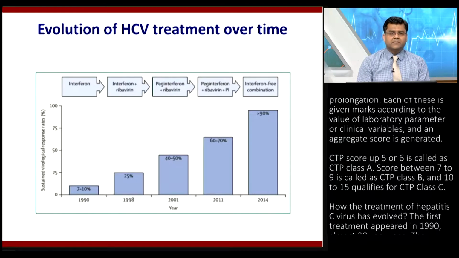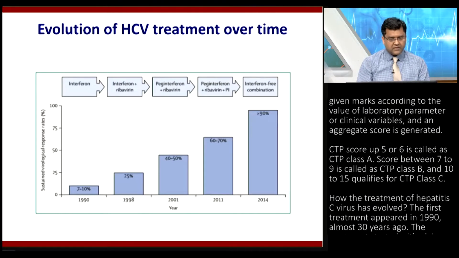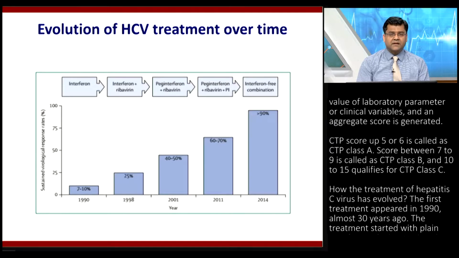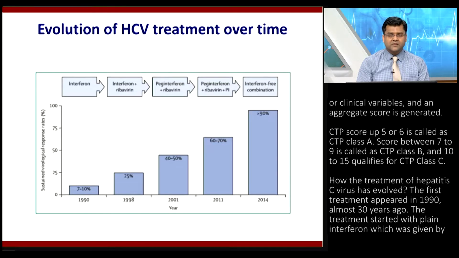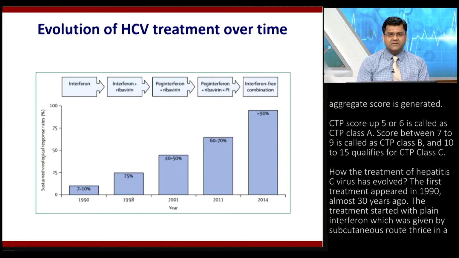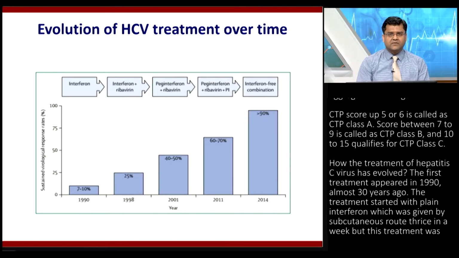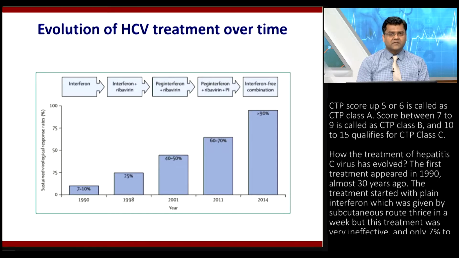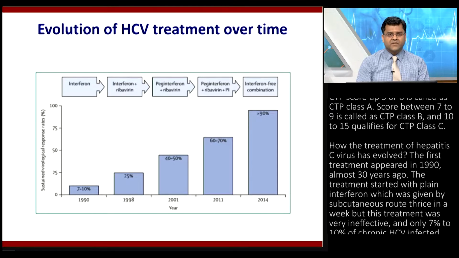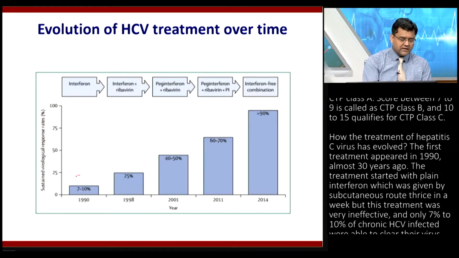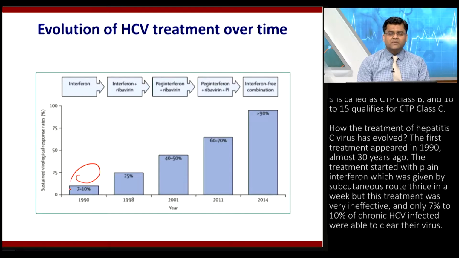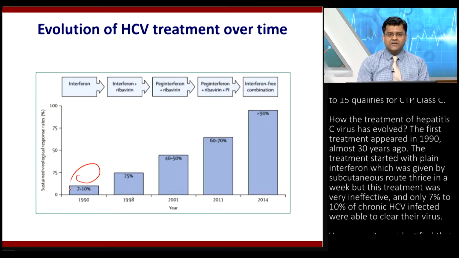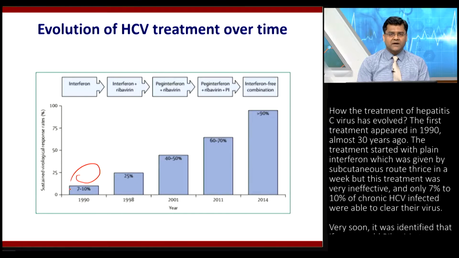How has the treatment of hepatitis C virus evolved? The first treatment appeared in 1990, yes, almost 30 years ago. The treatment was started with plain interferon, which was given by subcutaneous route thrice in a week. But this treatment was very ineffective. Only 7 to 10% of the infected patients were able to clear their virus.